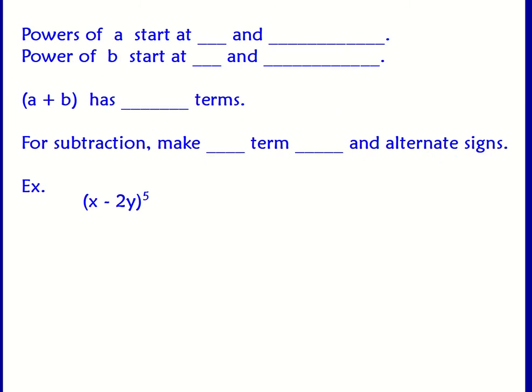The second part of it is that we're going to do powers of a. They are going to start at the top exponent, and they are going to descend. And then powers of b, which is the third component that we need, they're going to start at 0 and ascend. A plus b to the n is going to have one more term than that exponent. It's going to have n plus 1 terms.